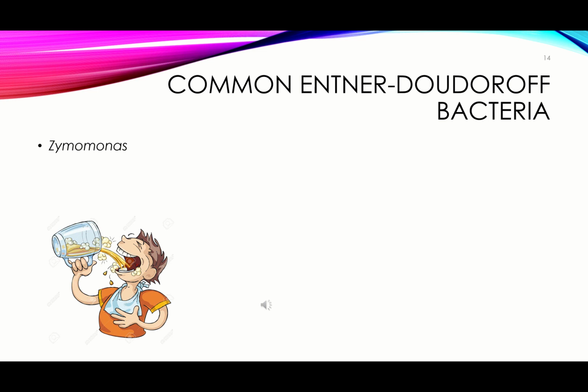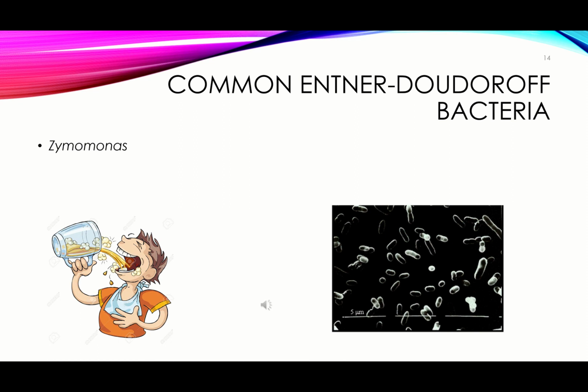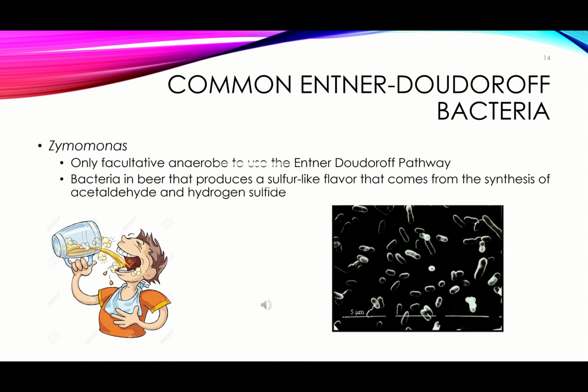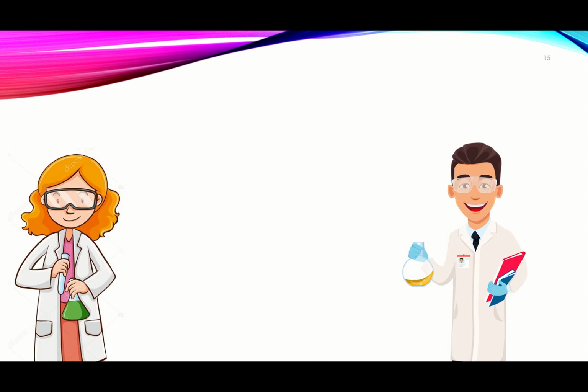Have you ever had a beer that tastes kind of like sulfur? Yeah. You know why that is? Why? Because the bacteria genus Zymomonas. Zymomonas are the only facultative anaerobe to use the Entner-Doudoroff pathway. They are responsible for the bacteria in beer that produces a sulfur-like flavor that comes from the synthesis of acetaldehyde and hydrogen sulfide. Wow. You know, I sure learned a lot today. Me too.